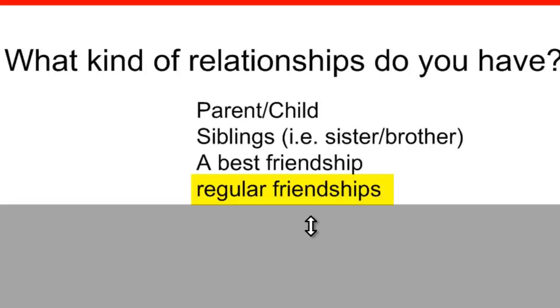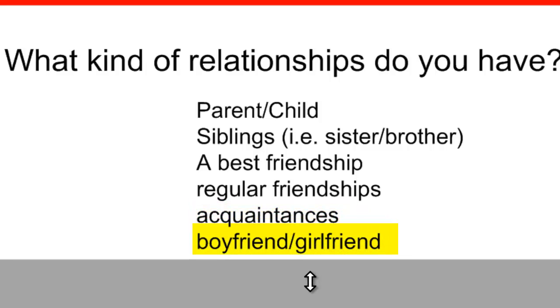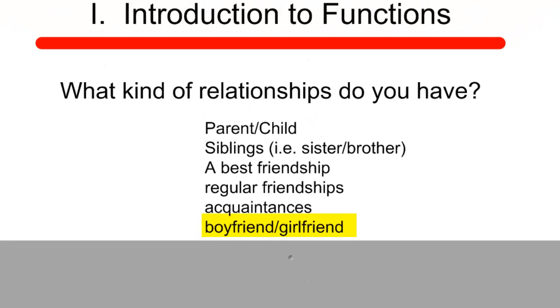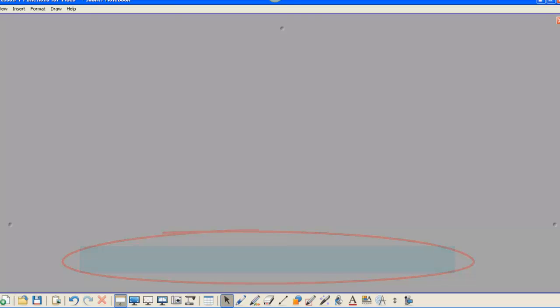Sometimes you just have what I call regular friendships, people that you still maybe see inside and outside of school. Maybe you're not as close to them. And then you have acquaintances, those people that you might see around school or people at work where you kind of know them. Maybe you know their name, but maybe you don't know them in depth very well. And then there's romantic relationships, boyfriend and girlfriend relationships. So those are just some different types of relationships you have. So now I want to turn that thinking and think about what are the relationships that you have in math.